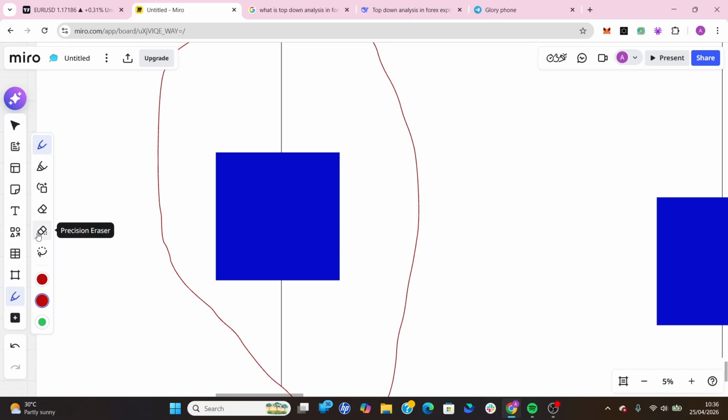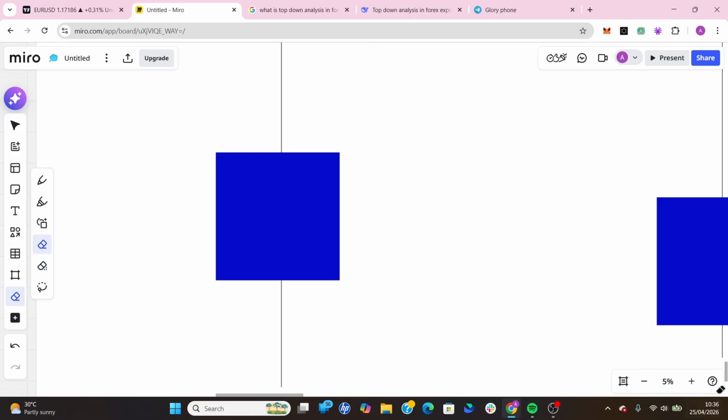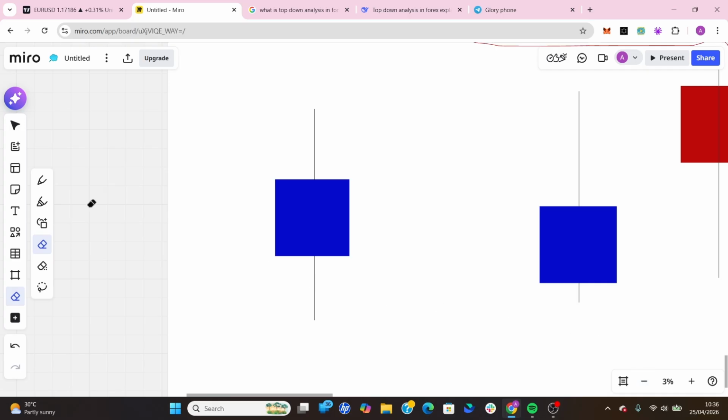You understand? They have a small body, right? They have a small body and longer upper wick. You understand? This is the upper wick and this is the lower wick. So the psychology behind this candlestick is that once this candlestick forms, it means the buyers and the sellers are having a battle. You understand? So that is why the market ends like this.